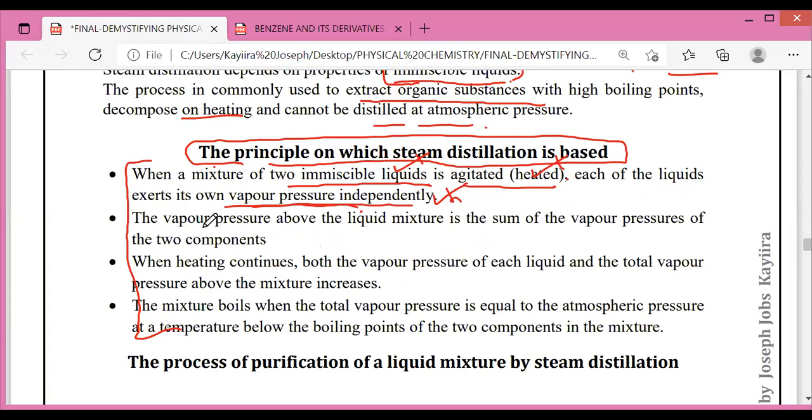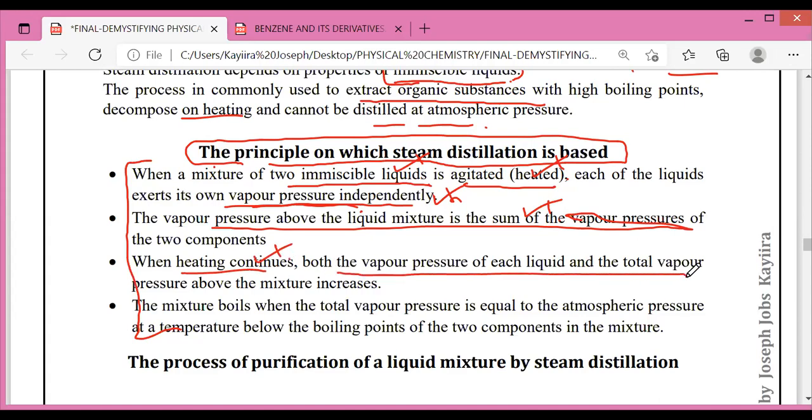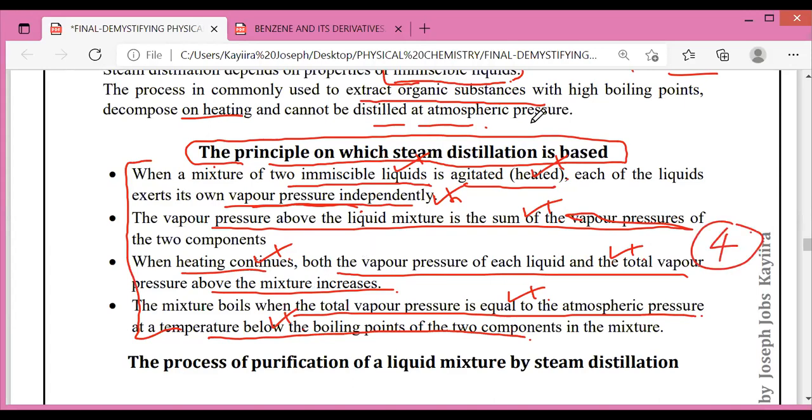When that happens, the vapor pressure above the liquid mixture is the sum of the vapor pressures of the two components. On continued heating, both the vapor pressure of each liquid and the total vapor pressure above the liquid mixture increase. The mixture will then boil when the total vapor pressure is equal to the atmospheric pressure, at a temperature below the boiling point of the two components. So that principle, if I am to award it, will give you 4 marks. Am I very clear?